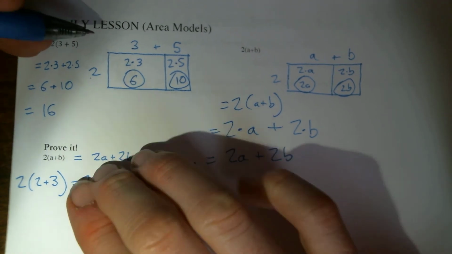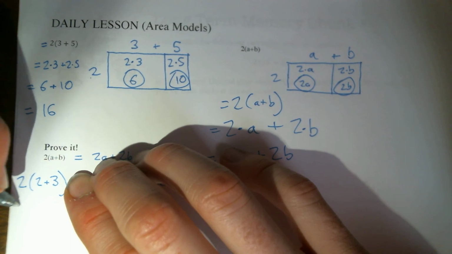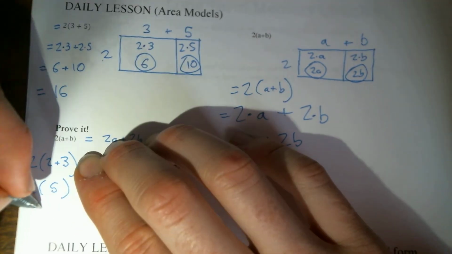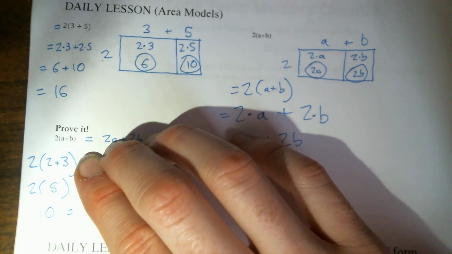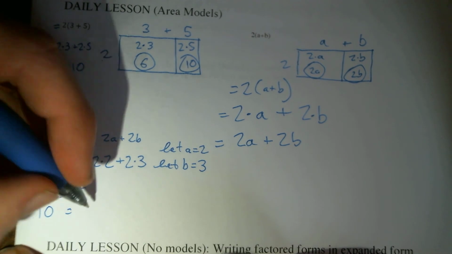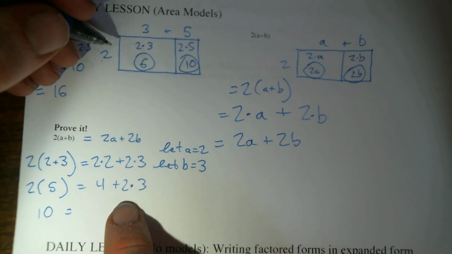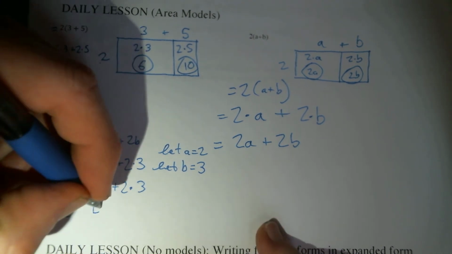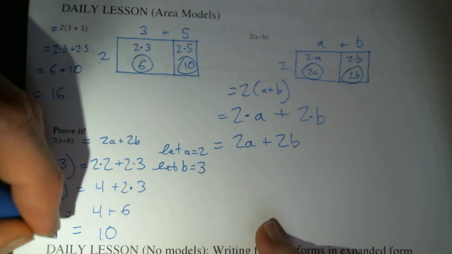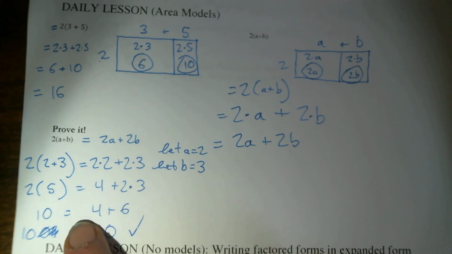So over here, I'm going to try this side first. Parentheses first. 2 plus 3 is 5. 2 times 5 is 10. Let's try the other side. 2 times 2 is 4. 2 times 3 is 6. And 4 plus 6 is 10. Does 10 equal 10? Yes, it does. So we proved it was true.